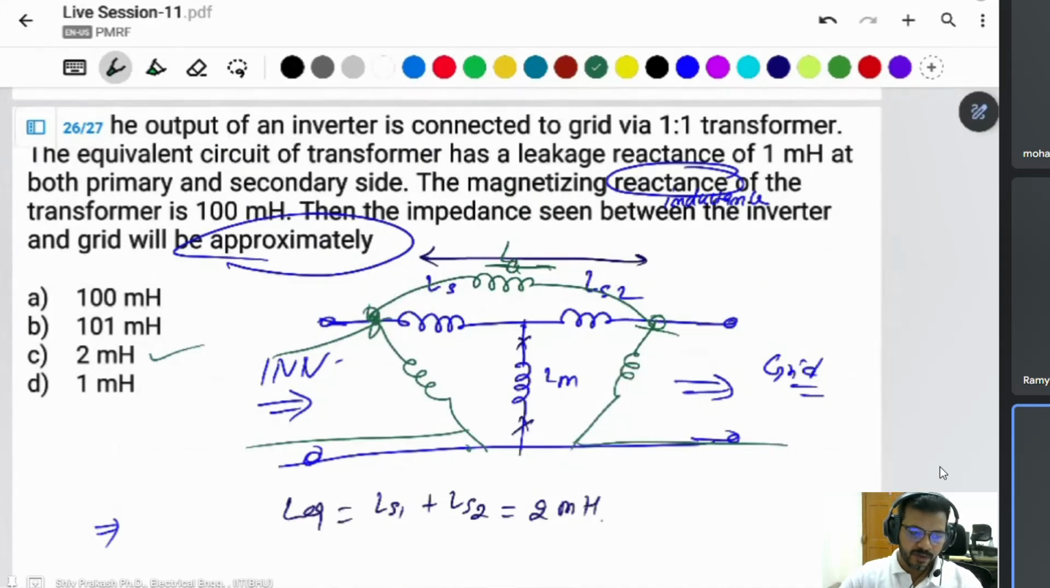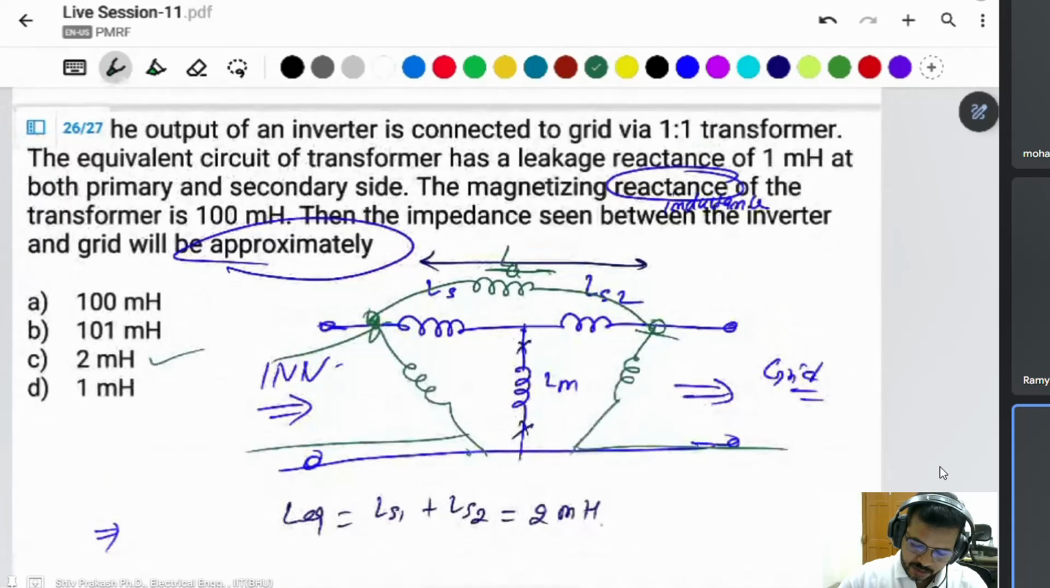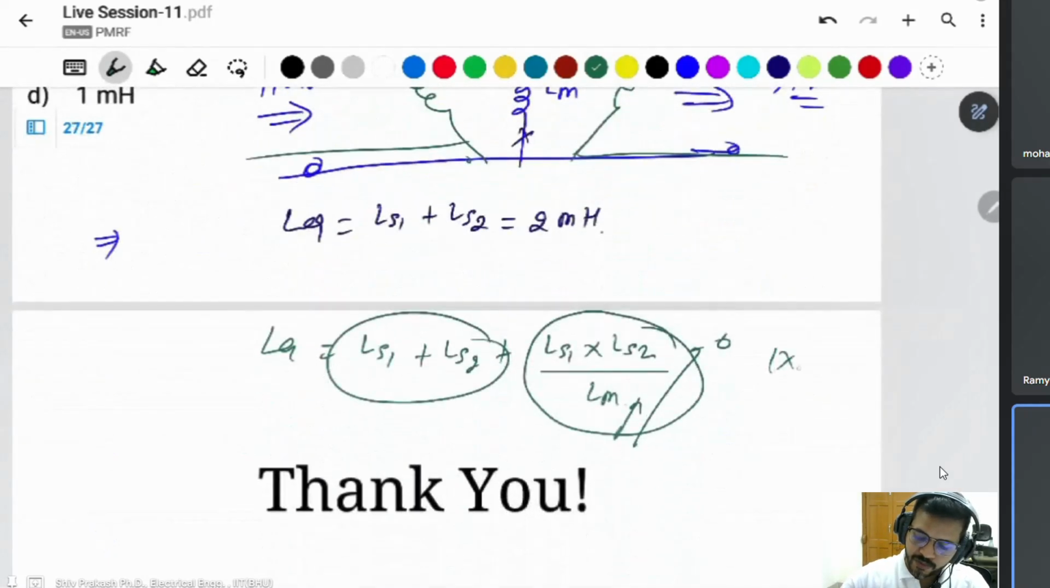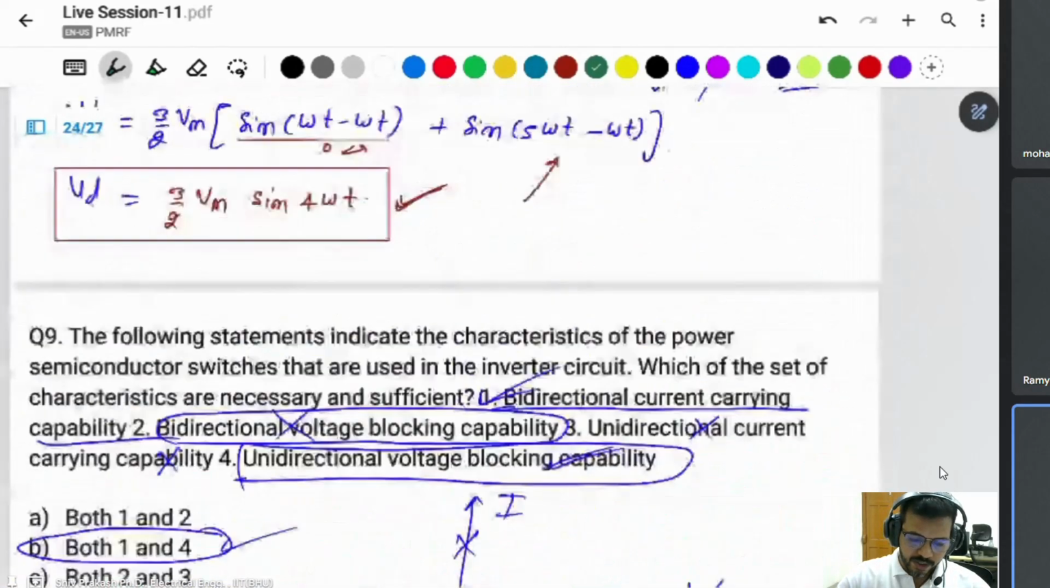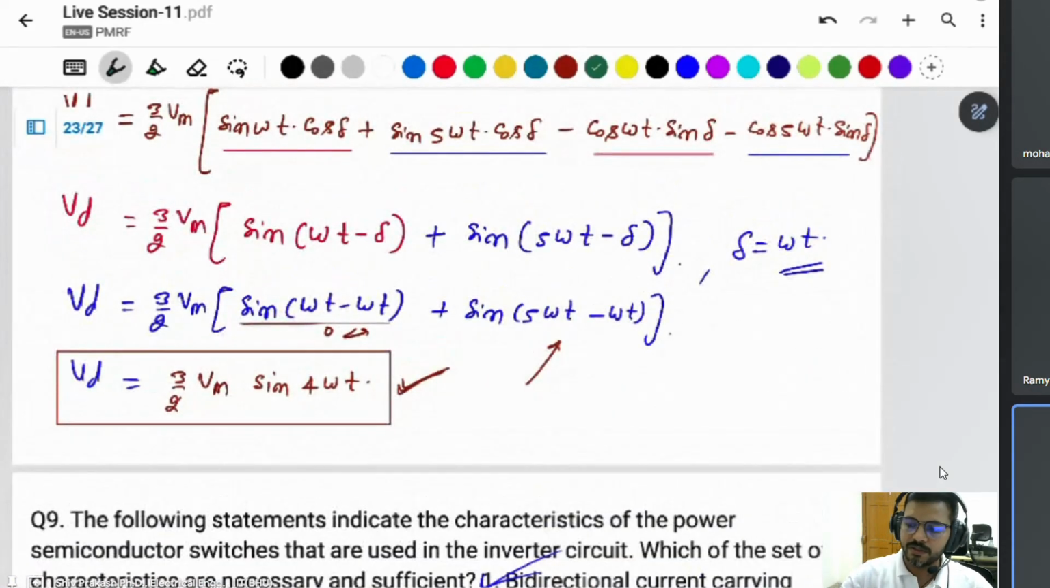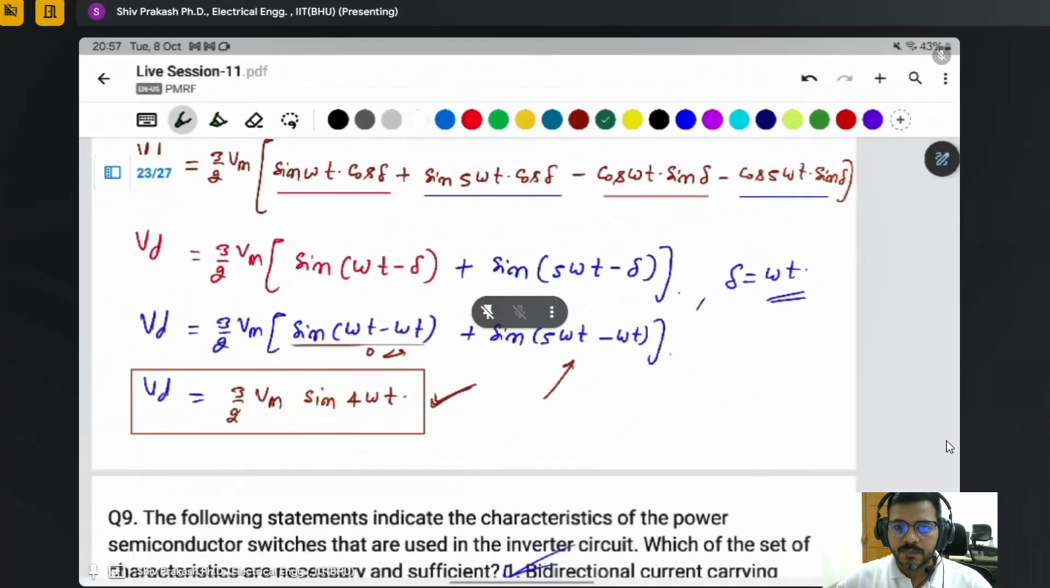Okay. The question also gives 100 millihenry and 1 millihenry. If you multiply 1 into 1 and divide by 100, then this will be 10 to the power minus 6, and this will be 10 to the power 3. This is very low. That's all. Okay, fine, we will stop here. Thank you all. The remaining part we will discuss in the next lecture.